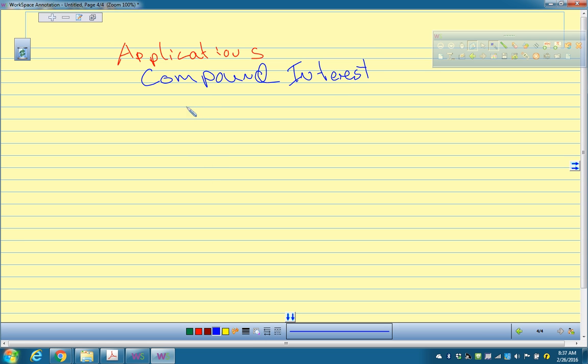So here's the general formula: A equals P times 1 plus r over n raised to the n times t. You should probably write down that form, okay? You know what this is? You know what that is? That's the principal. That's how much you invest, okay? That's the initial amount you put into your account. Principal, okay?